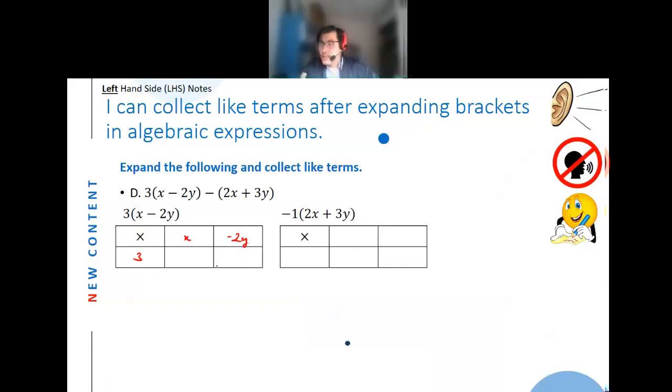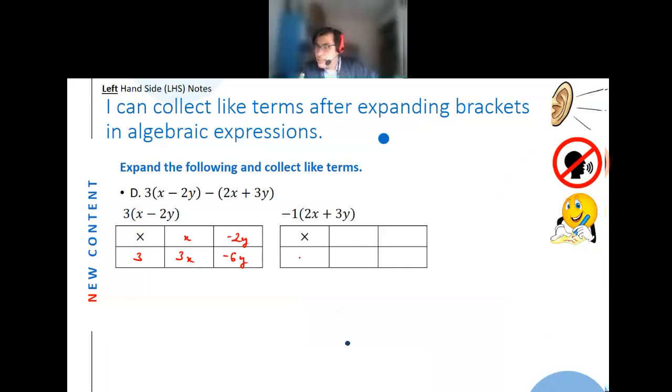Now you can try and do this along with me. So we've got 3 times x, that's going to be 3x. 3 times negative 2y, a positive and a negative gives you a negative. 3 times 2, that's 6. So that's going to be negative 6y.